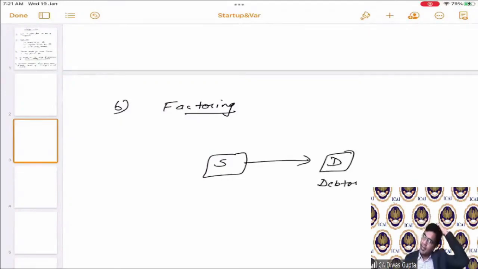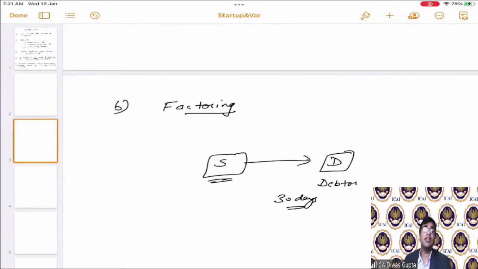Similarly, the startup has also asked for credit from its own vendor. The debtor is also asking for credit from the startup, let's say 30 days of credit. He says that after 30 days, I will pay you the amount for whatever goods you give me today. The startup says, okay, because this is my first order, I have to grab it anyhow, so I am okay to give you credit. But now what will happen?